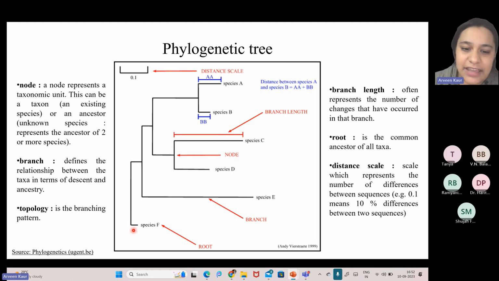For example, species F is the common ancestor, like a common relative of all these species, right? Species A and species E might not directly be related, but species F is where every other species is coming out from. So it is a common relative of all the other taxa. If we talk about the distance scale, it represents the number of differences between sequences. For example, 0.1 over here represents 10% differences between two sequences, right? So for example, this roughly is equal to this. Okay, so we will say that species A is 10% plus this looks like half of this, right? So plus 5%. So 15% difference is there between species A and species B.